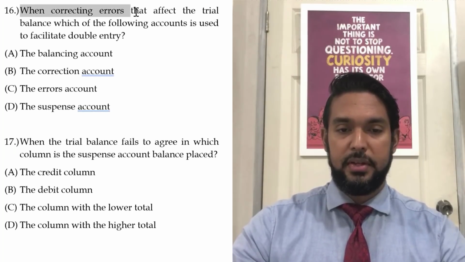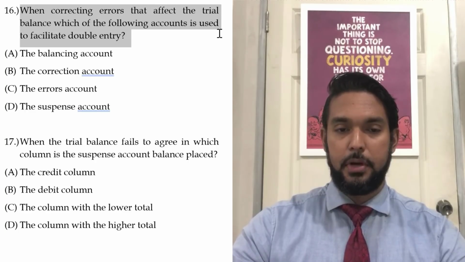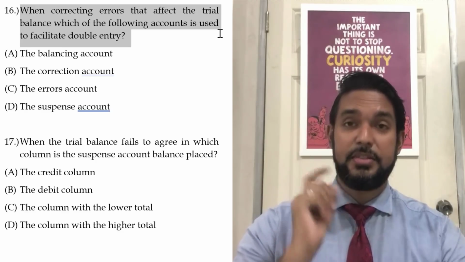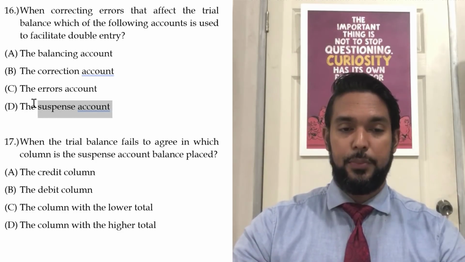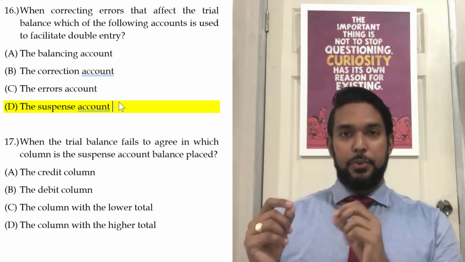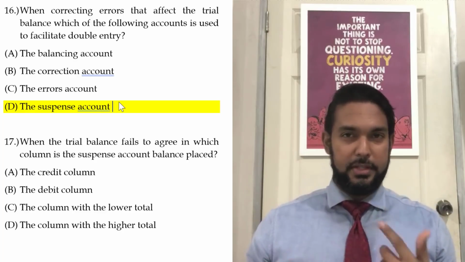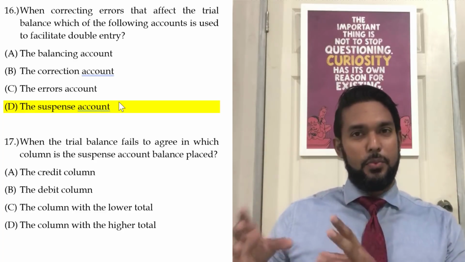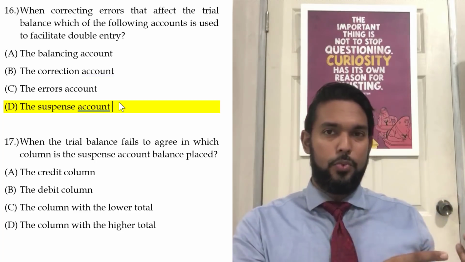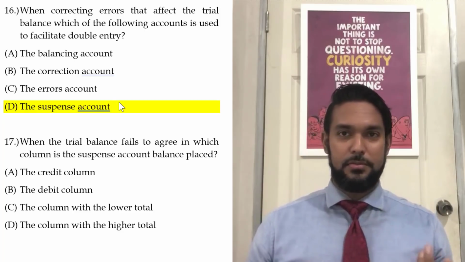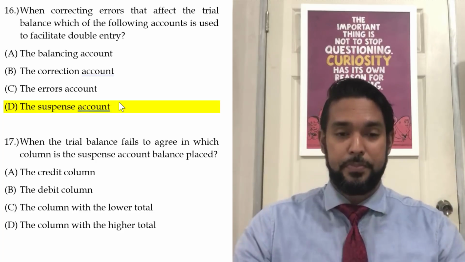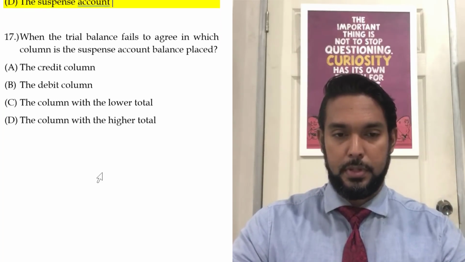When correcting errors that affect the trial balance, which of the following accounts is used to facilitate double entry? If you read the handout or you did it before, we know that the suspense account is the account that we use to facilitate the double entry. Because if there's a one-sided error and it only affects one account, when you go to do the debits and credits to fix it, let's say there's an error in sales, you'll debit or credit sales to fix it there, cool. But we can't have a debit or a credit by itself. We need another account to facilitate double entry. That's where the suspense account comes in.